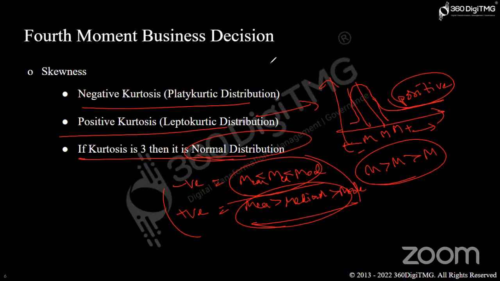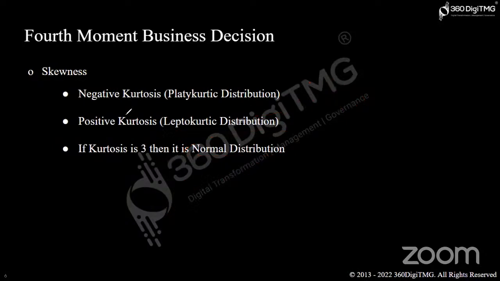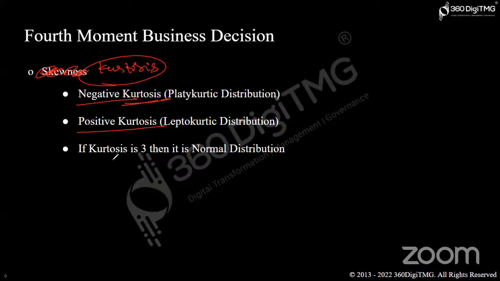Now we also have the fourth moment, business decision, that is kurtosis. So it has been mentioned as skewness. So kurtosis. So negative kurtosis, positive kurtosis, and if the kurtosis is 3, then it is normal.